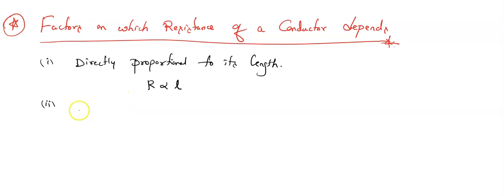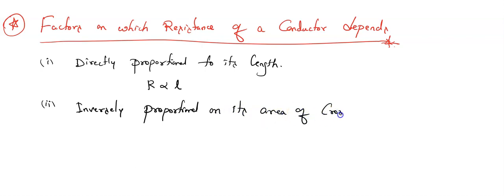Next point, it is inversely proportional to its area of cross section. It means what? So resistance is inversely proportional to area of cross section. If area increases, resistance decreases. If area decreases, resistance increases.